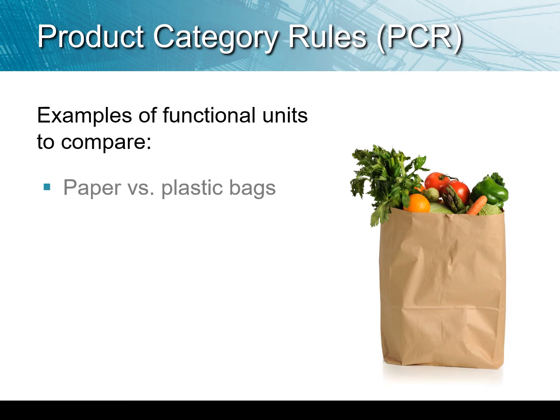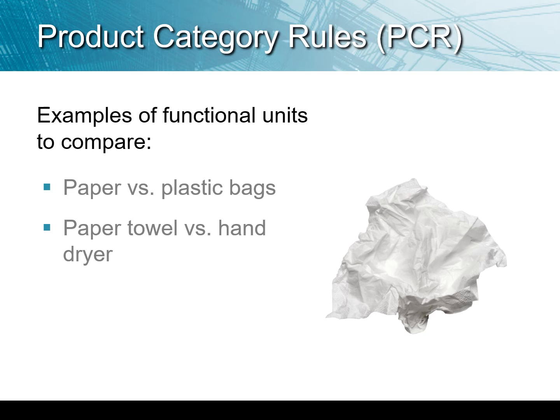When we look at a paper towel versus a hand dryer, we can see these are different systems entirely, although they have the same purpose. A paper towel is a relatively easy product to evaluate, though some people use multiple paper towels to dry their hands, which could cause some discrepancy. A hand dryer, however, is composed of the actual hand dryer, as well as the time and energy needed to dry your hands. The functional unit here could be considered a person drying their hands, or one hand drying.